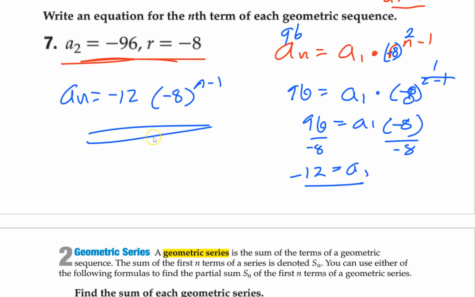So there we go. Another way to do the problem, by the way, is if I know A2 is 96 and my R is negative 8, if I want to find A3, you can just multiply by negative 8. And likewise, if you want to find A1, you can just divide by negative 8, and you get negative 12. So this is another way. If you're close to the numbers you need and you have the R, you just use the R to go up and down.